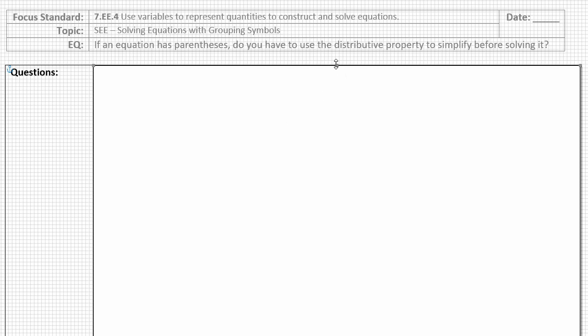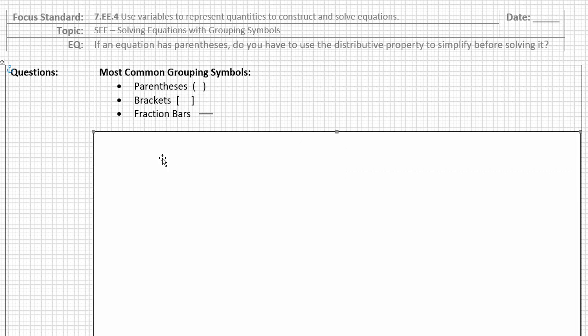So let's talk about what we mean by grouping symbols. The most common grouping symbols are parentheses, brackets, and fraction bars. I think we're pretty familiar with parentheses and brackets. We are also familiar with fraction bars, but it would look like this, a horizontal bar, and it would have a set of problems to do in the numerator as well in the denominator. So rather than just having one value up here in the numerator or denominator, it might actually have a set of operations for us to do.